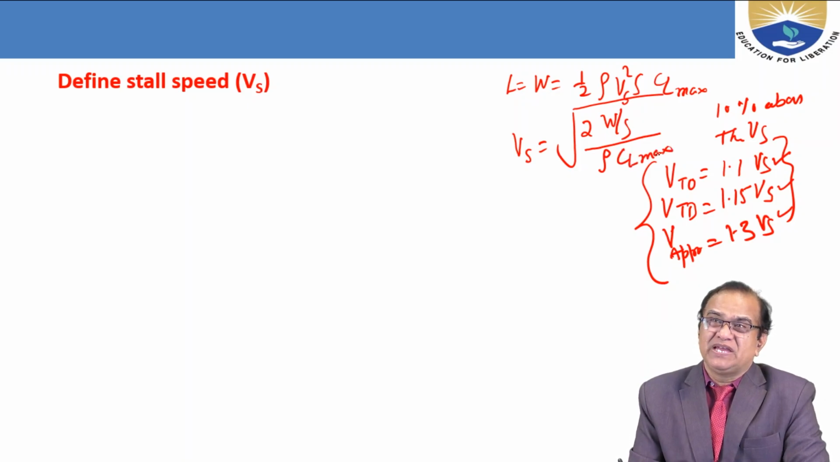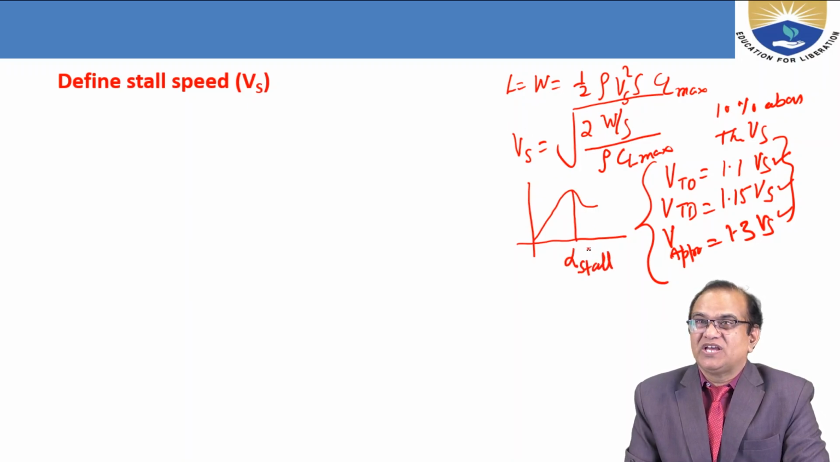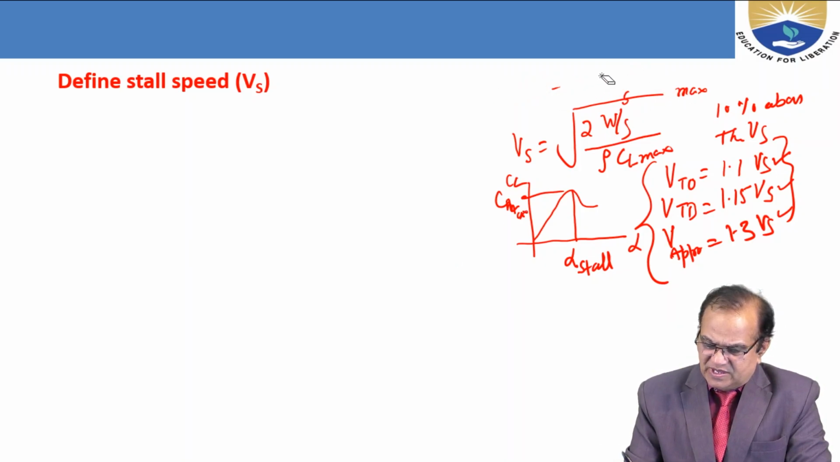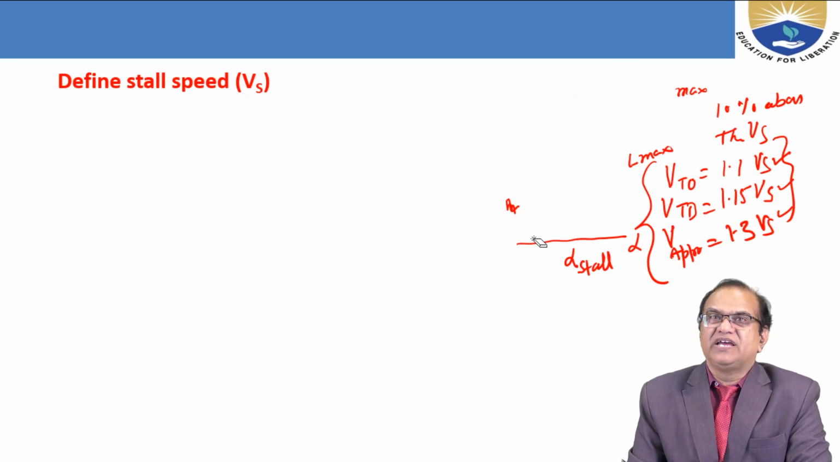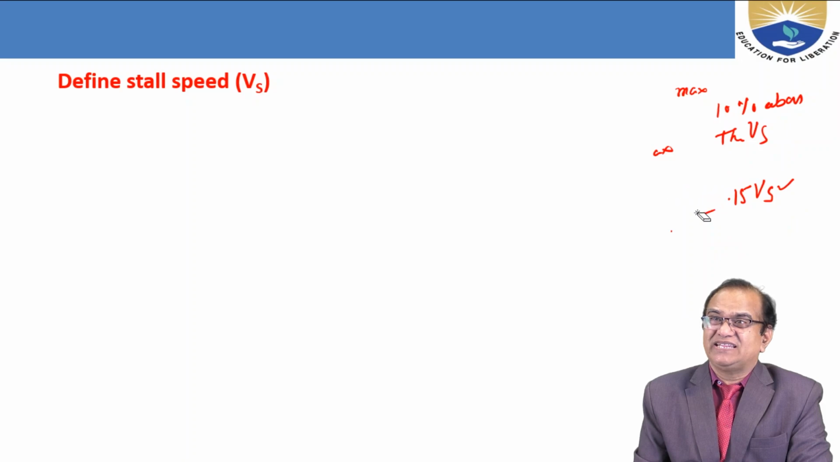At the speed at which you have the maximum coefficient of lift, and we have seen that maximum coefficient of lift will be at the stall angle, that is called alpha stall. That is why it is known as V stall. And this is the CL, this is the alpha, and this is the CL max. So we can define this velocity, the stall speed, as the minimum speed at which the aircraft will be sustained in the air.